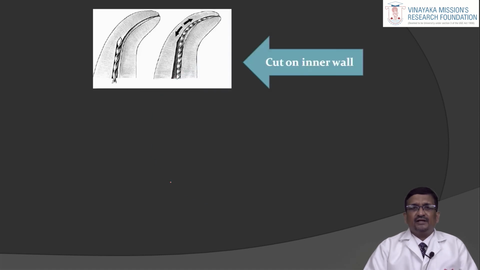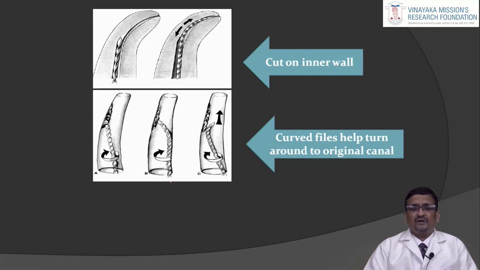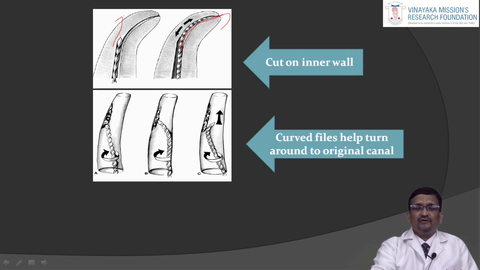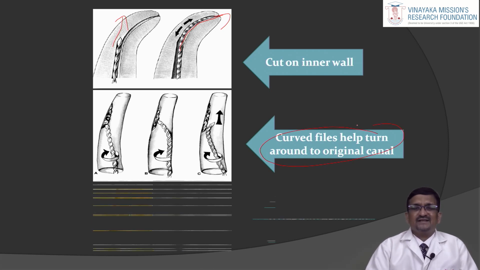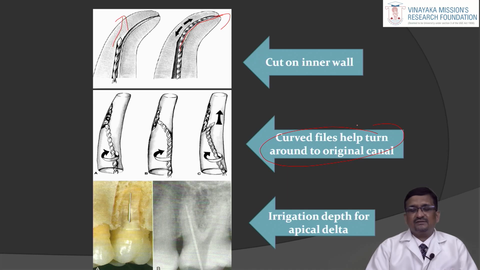Next, while doing cleaning and shaping, always remember, if you have a curved canal, always try to read about the balanced force technique, or I will give you in short: cut on the inner wall. If you cut on the inner wall, you are still maintaining the canal curvature. If you cut on the outer wall, you will be zipping out. Okay. Curved files help turn around to the original canal. Use nickel-titanium files, okay, even hand files.